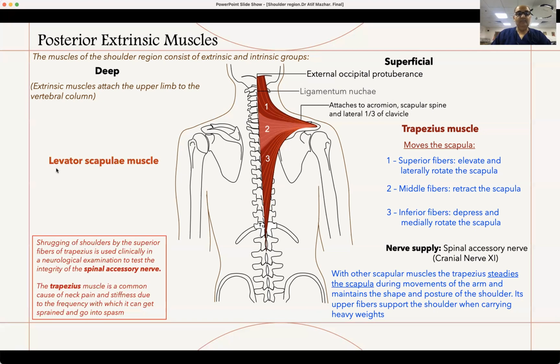The name says levator scapulae, something that elevates my scapula. So there you go. You can see along the medial border, we have a tiny muscle going towards my cervical vertebrae. Which cervical vertebrae? First cervical to the fourth cervical vertebrae. To which part of them? To their transverse processes. And what does this muscle do? This muscle elevates the scapula and it is an assistant to the others.